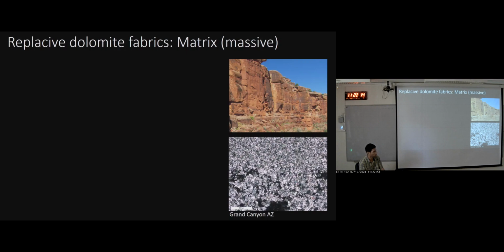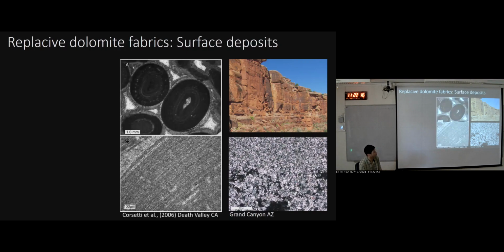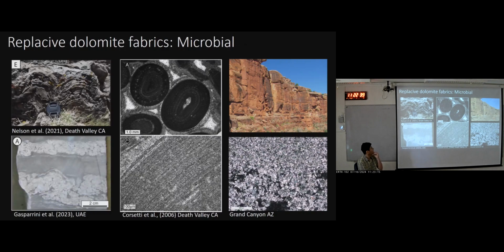In thin section, it will look like this. Others are associated with surface deposits, right? So we have dolomitized ooids that were rolled on an ancient seabed, and they are replaced, and they can be preserved fabrics very nicely. Also, dolomitized fossils are considered surface deposits. And other dolomites, a third type, are associated with microbial activity, microbial mediation.